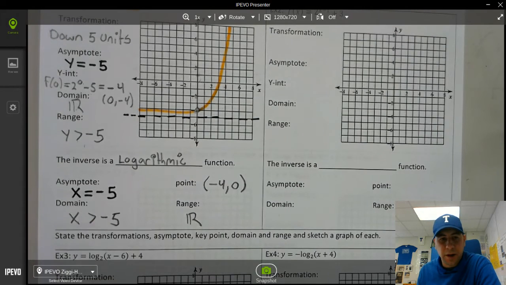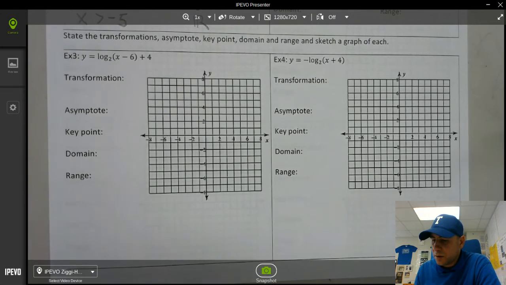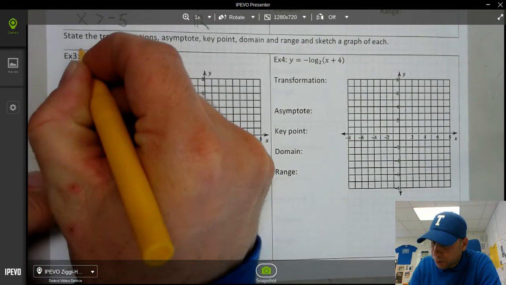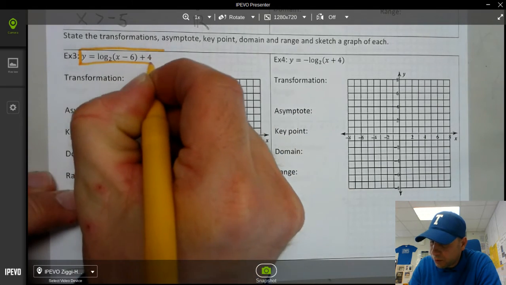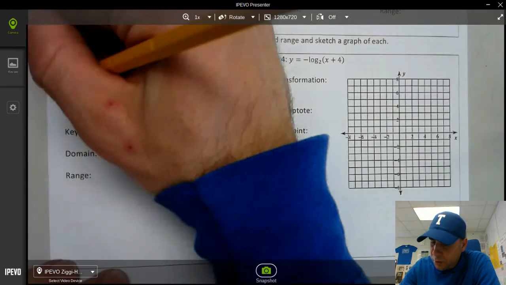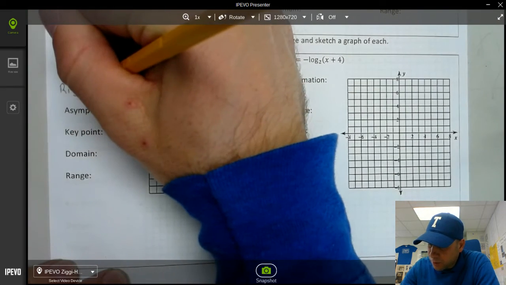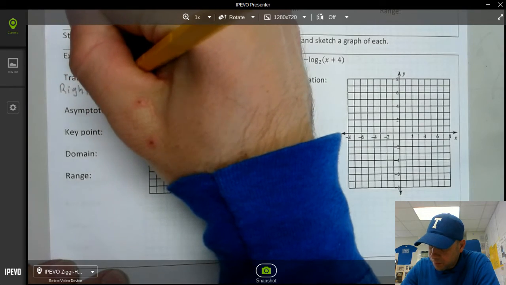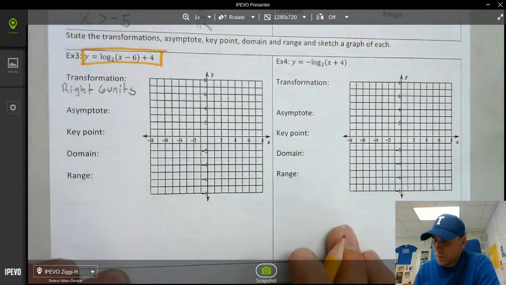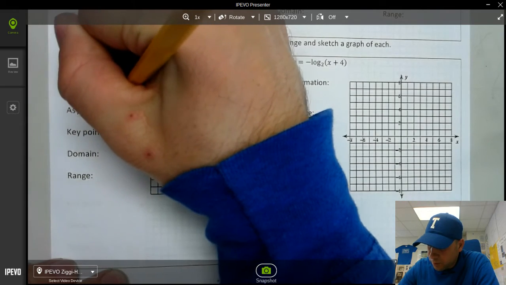All right, so let's look at example 3. Same thing here, I'm going to end up graphing this in yellow, so I'm just boxing around to remind myself that that's in yellow. So transformations. It's minus 6, so we know it's right 6 units and up 4 units.